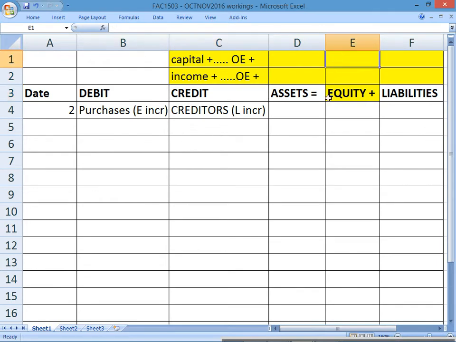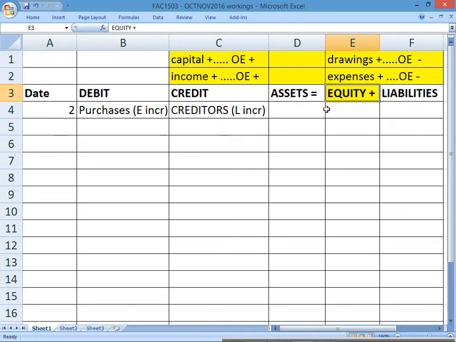Then we've got the other two. If drawings increases, what's going to happen to owner's equity? Correct. The owner's not going to be entitled to more if they're drawing. So the more drawings you have, the less owner's equity you've got. Straightforward. We spoke about that last time. Just revision. Expenses. If expenses go up, what's going to happen to owner's equity? It's going to decrease. Perfect.